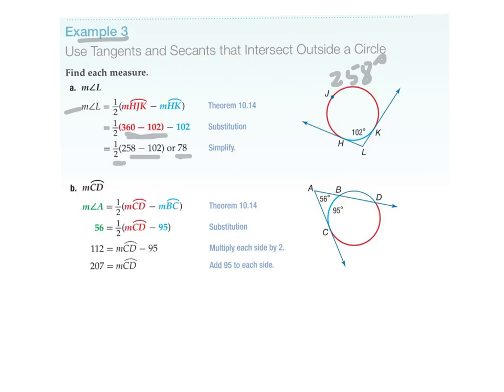In example B, now you've got the inverse again. This time you've been given the angle and you've got to find the arc. Don't forget, it's subtract the two arcs and divide through by 2. So working backwards, you get rid of your half by multiplying by 2. So 112 will equal the bigger arc subtract the smaller arc. Now you've got to add 95 to 112 and you finish up with 207.